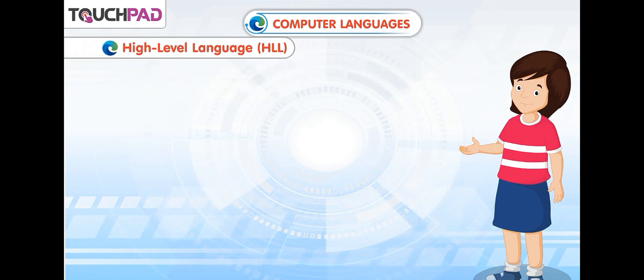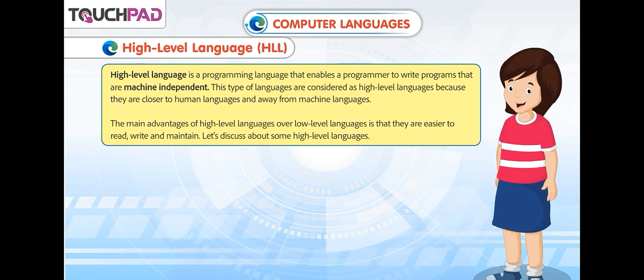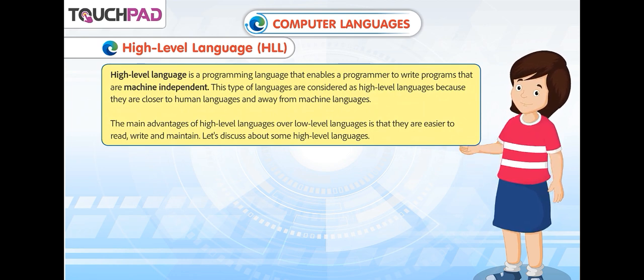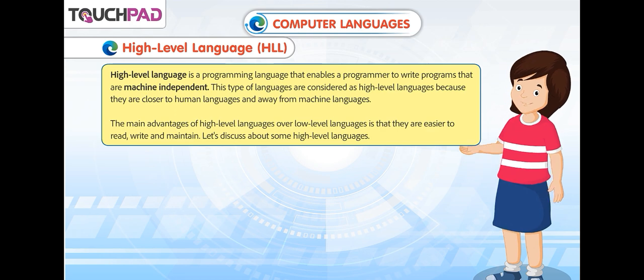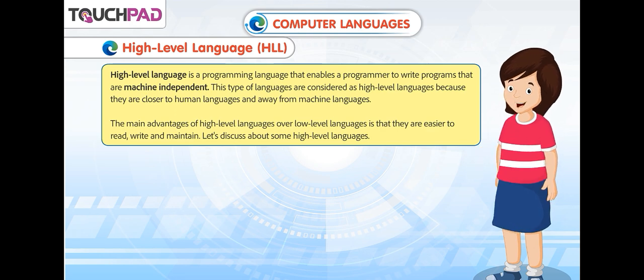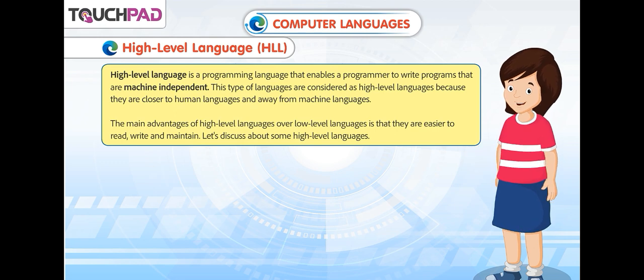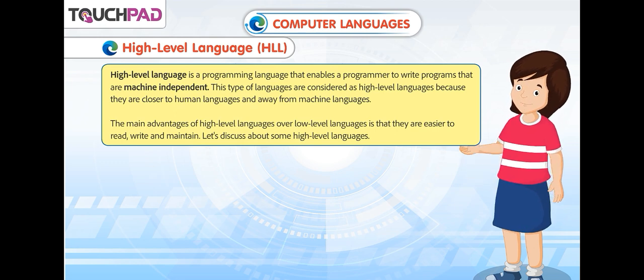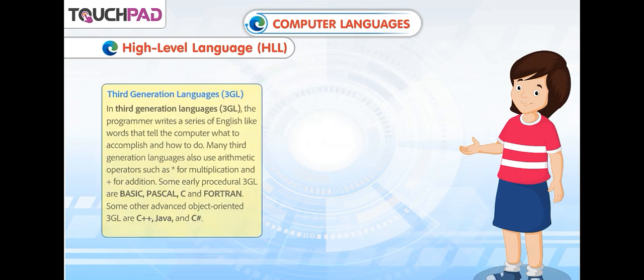High-level language, HLL. A high-level language is a programming language that enables a programmer to write programs that are machine-independent. This type of language is considered high-level because it is closer to human languages and away from machine languages. The main advantage of high-level languages over low-level languages is that they are easier to read, write, and maintain. Let's discuss some high-level languages.